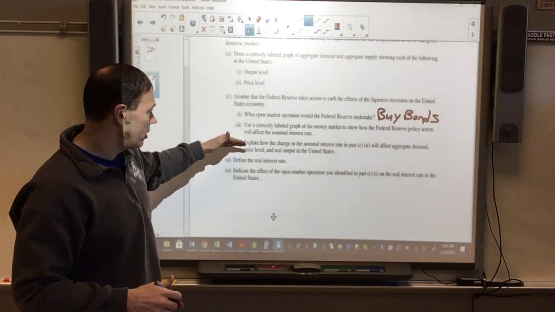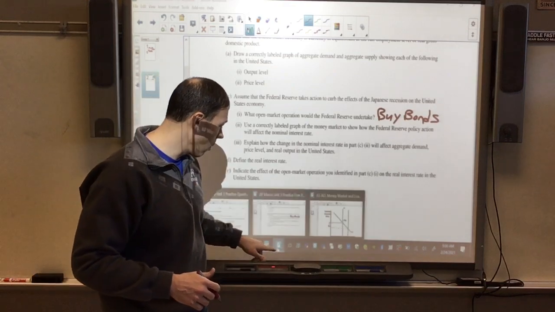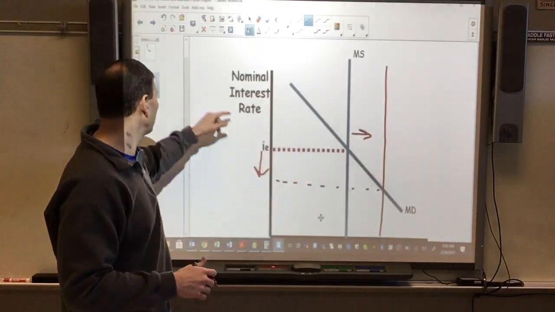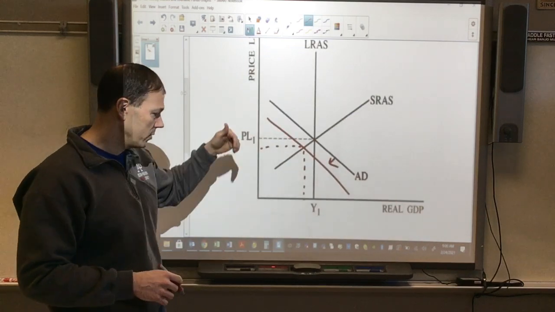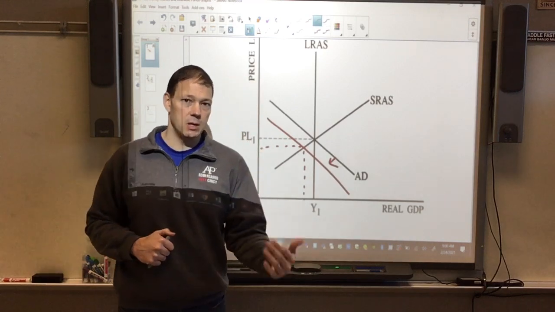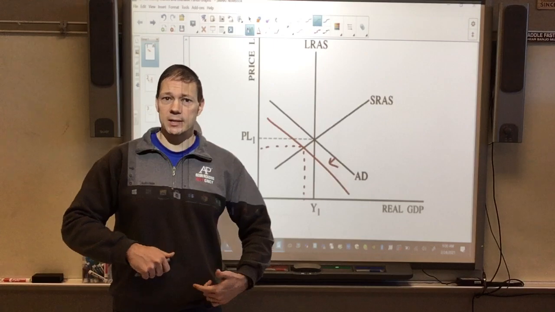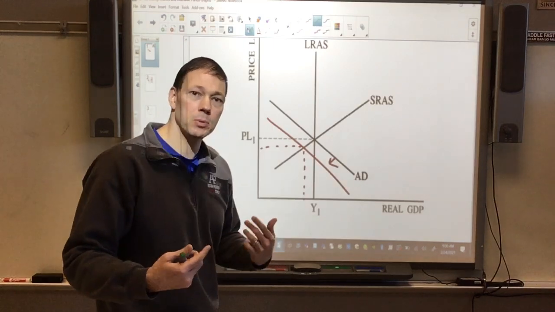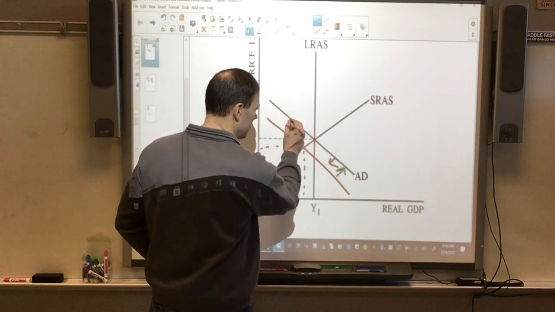Let's see, how is the change in interest rate going to affect aggregate demand? Okay, so the goal of the Federal Reserve action, coming back here, is to increase aggregate demand. Remember, we saw a drop because of Japan's recession. The goal of putting money in the economy, putting more money in banks, lowering interest rates is all intended to get more people to spend.